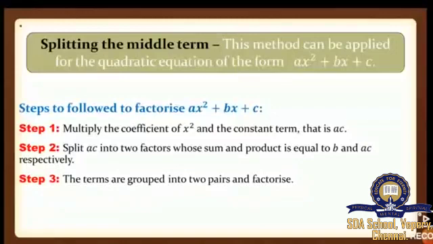So the step 1 is multiply the coefficient of x square and the constant term. So the coefficient of x square means a here, the constant term is c. So that is, you have to multiply a into c. The second step is split ac into two factors whose sum and product is equal to b and ac. So after splitting it, the terms will be grouped into two pairs. So after grouping it, you can factorize. So let us see an example based on this.